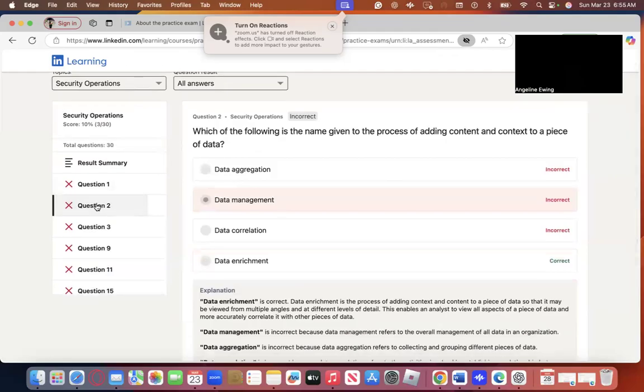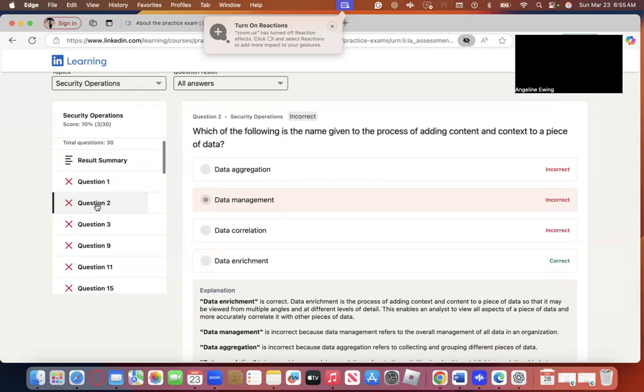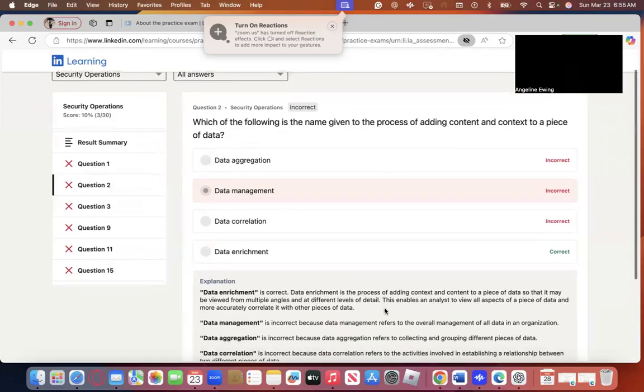Which of the following is the name given to the process of adding content and context to a piece of data? That would be data enrichment. Data enrichment is the process of adding context and content to a piece of data so that it may be viewed from multiple angles at different levels of detail. This enables an analyst to view all aspects of a piece of data and more accurately correlate it with other pieces of data.